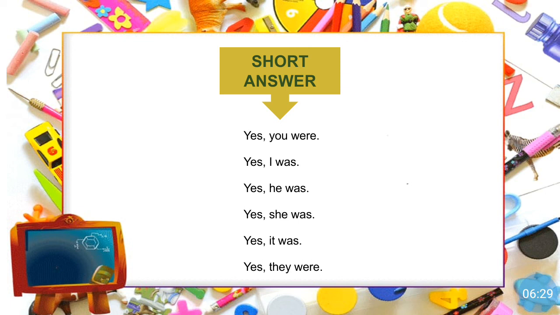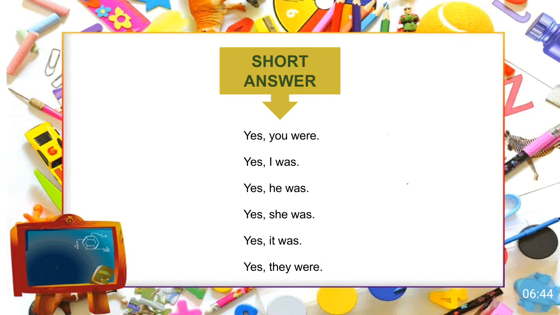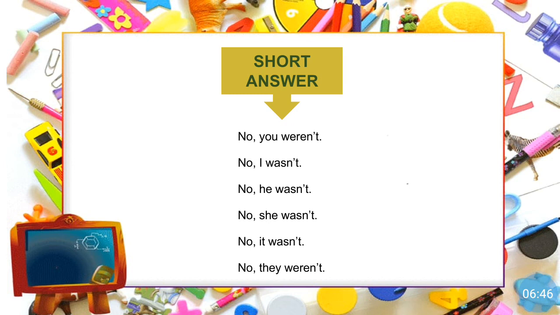Here we have short answers. When the answer is yes, we use yes, you were, yes, I was. These short answers are for these questions. If you say, was I late? Yes, you were. No, you weren't. And so on.